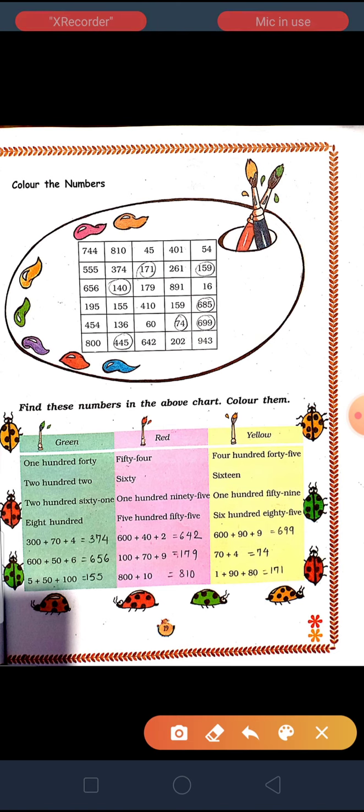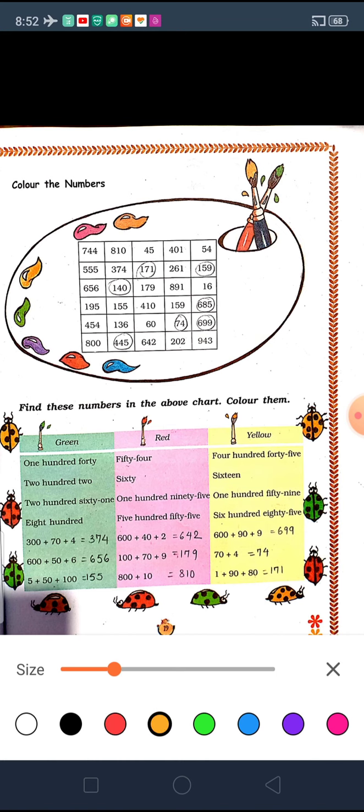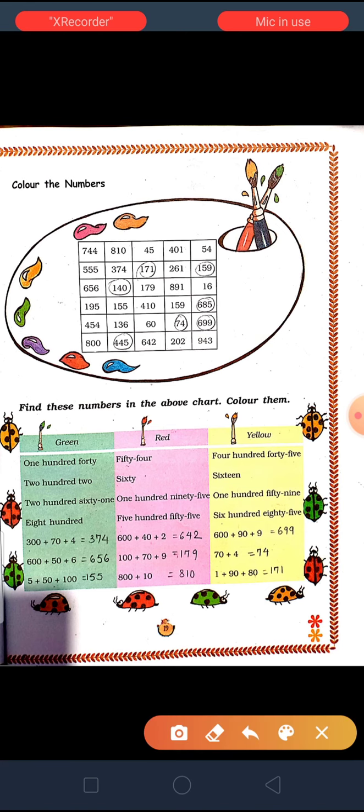Next color is yellow. So yellow, 445. Where is 445? Here it is. So color this in yellow. 16. 16. So color this again in yellow. 159. So 159 is here. Color this in yellow. Then 685. 685 is here. So color this in yellow.